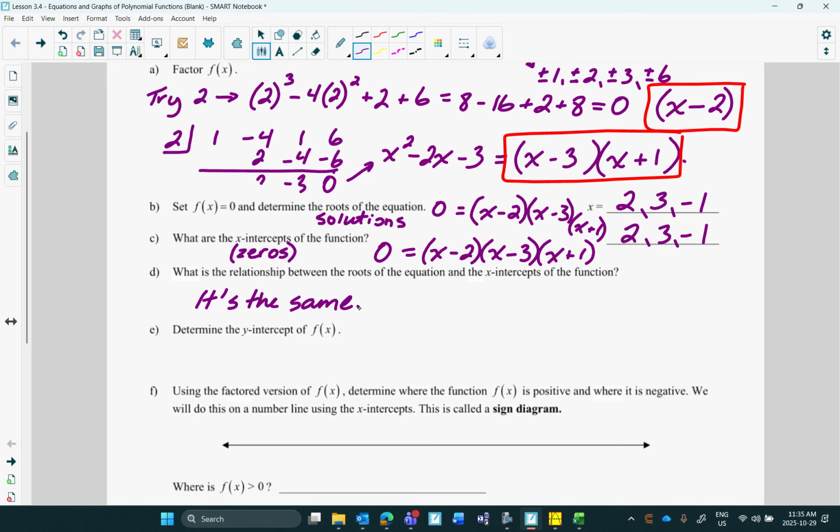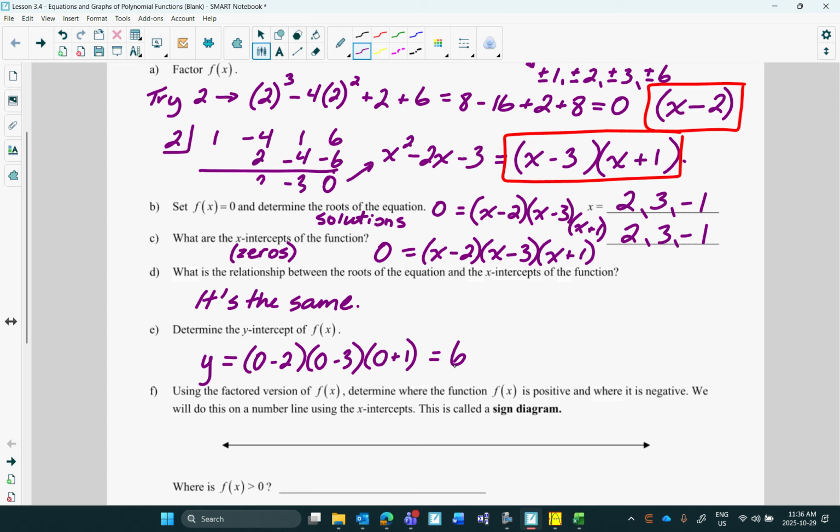How would you find the y-intercept? Make x equal 0. I'm going to use the factored form again. 0 minus 2, 0 minus 3, 0 plus 1. What does that give you? -2 times -3 times 1 is 6. Sorry, I was working in reverse. I was thinking something else. So the y-intercept is 6.